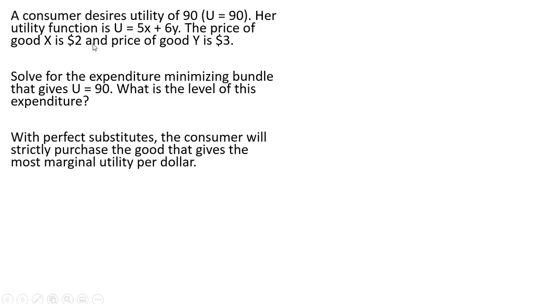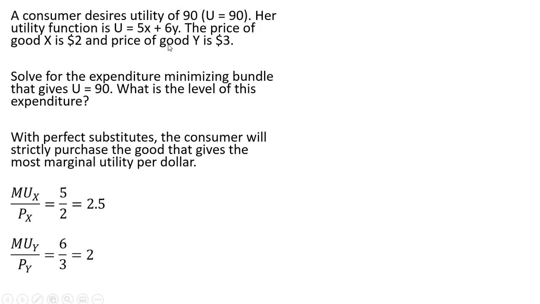With a perfect substitutes utility function, the consumer will strictly purchase the good that gives the most marginal utility per dollar. To calculate marginal utility per dollar, we take the marginal utility of each good and divide it by its respective price. Let's start with good X. The marginal utility of good X is the coefficient on the X term, or 5, and then we divide it by its price, which is 2, and we get an answer of 2.5.